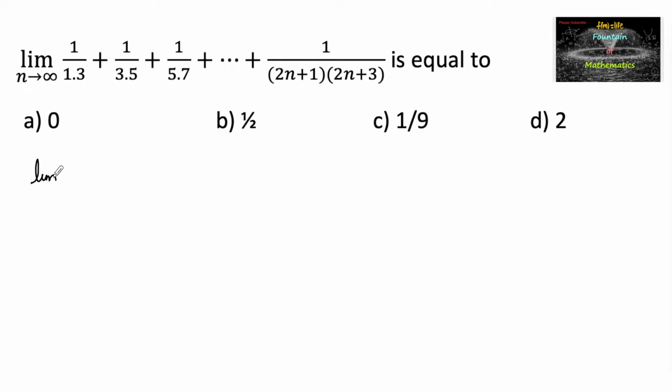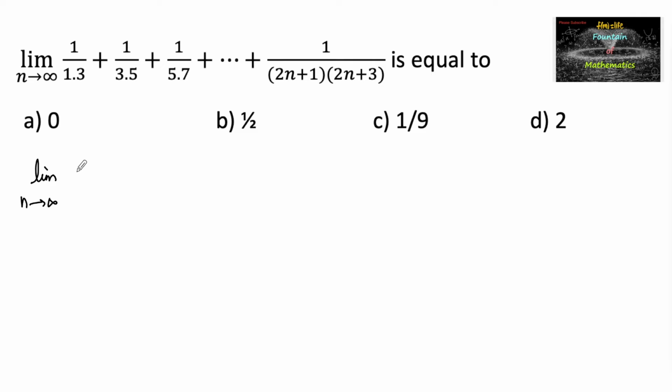Limit n tends to infinity of 1 upon 1 into 3 plus 1 upon 3 into 5 plus 1 upon 5 into 7 and so on, up to 1 upon (2n plus 1) into (2n plus 3). We can observe that in the denominators, the difference between the numbers in each product is 2. 1, the next number is 3, and again 3, the next number is 5.